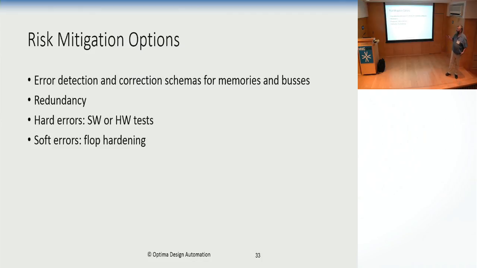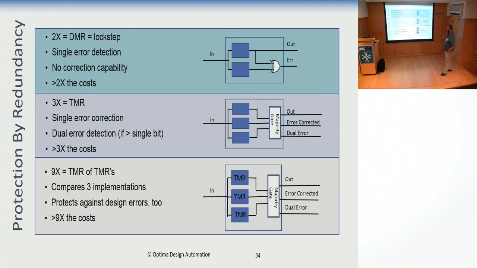As I said, the ECCs are pretty known. I didn't want to spend any time with them. So protection by redundancy. I can have 2x, 3x, and even 9x redundancies, depending on how paranoid I want to be. So the 2x is often called lockstep. Basically you have 2 copies of the same design and a comparator. The comparator can detect that they disagree. As long as they agree, I take the consensus answer as the real answer.